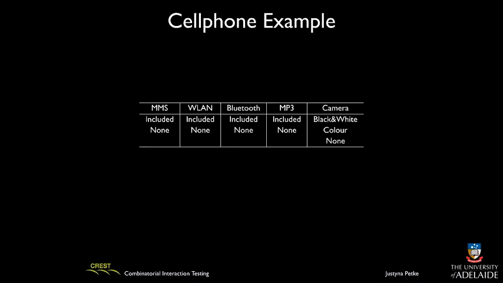Cell phone industry, we'll use that example later on very briefly as well. So essentially, whenever you have combinations of components or parameters where you can make a decision, you can use this idea of testing the interaction between them.